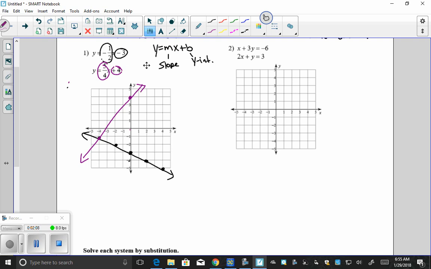Now, the answer to this question is this ordered pair. That is your answer. So it's going to be -4, comma, -1. This is your answer.